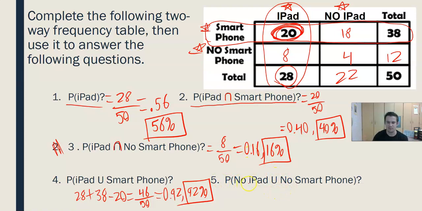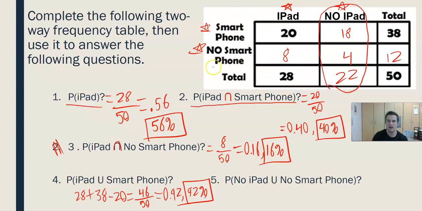How about the probability of no iPad union no smartphone? I need to look at my no iPad column and my no smartphone column, because I'm trying to find the probability of people who either don't have an iPad or don't have a smartphone, really technologically deprived people. There are 22 people that don't have an iPad, and 12 people who don't have a smartphone.